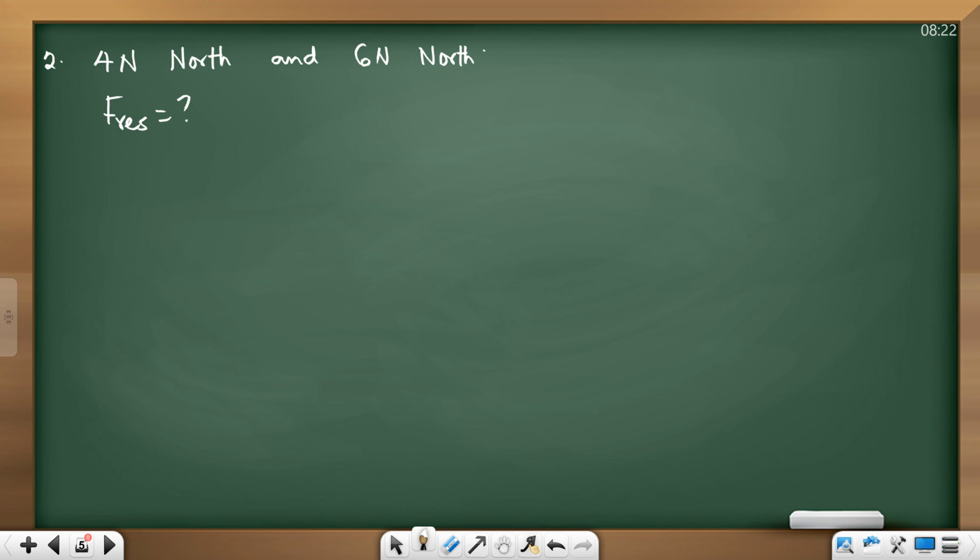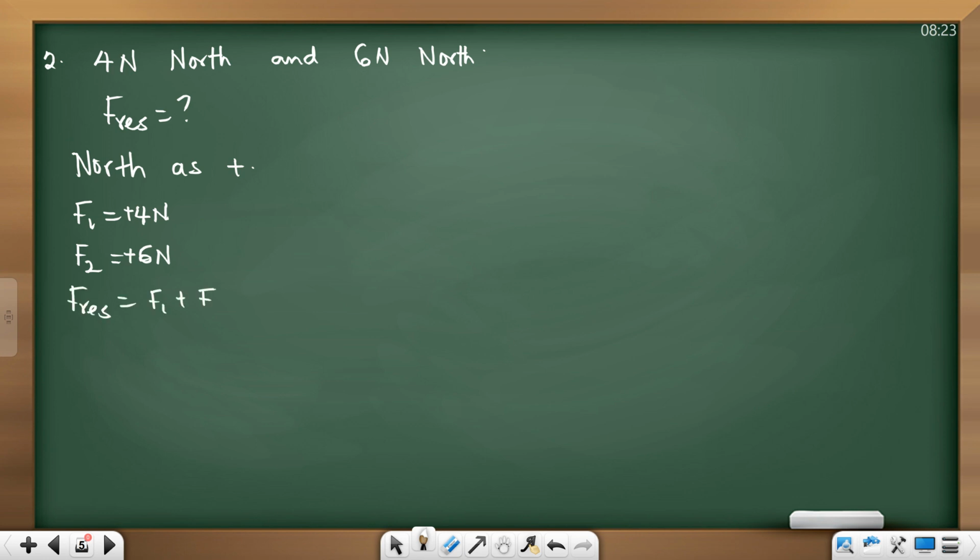Let's exercise the mind. All right. Since it's one dimension, it's either north or south. So let's take north. Please, this is very important that you write your direction. So F1 will be positive 4 N. F2 will also be what? Positive what? 6 N.